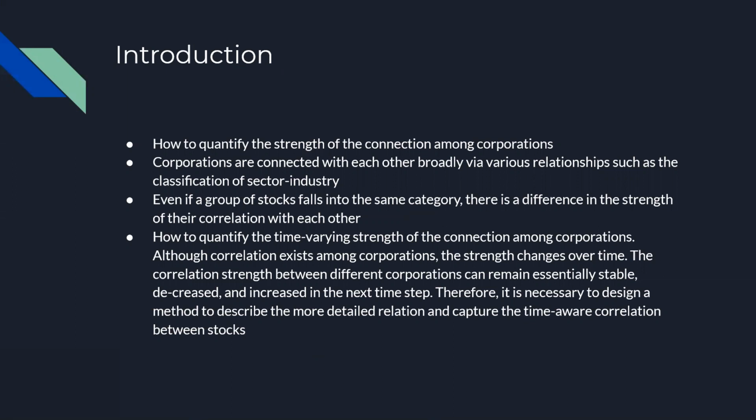Part of that, companies can be classified into a sector or industry, which categorizes various companies into one unit. However, within these sectors, correlations between companies can vary in strength. One example is Kohl's and Target are going to be in the same category. However, they may not be as strongly correlated as something like Target and Walmart, where they're going to sell more similar products. So this paper is going to examine how we quantify the strength of those connections amongst corporations in a way that takes into account the time-aware correlations.